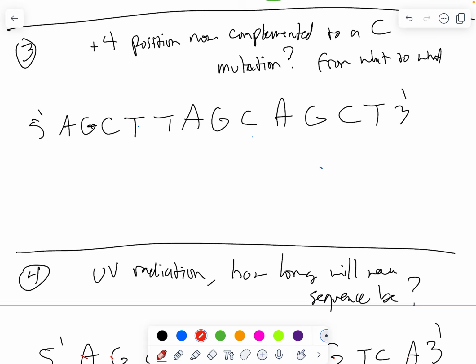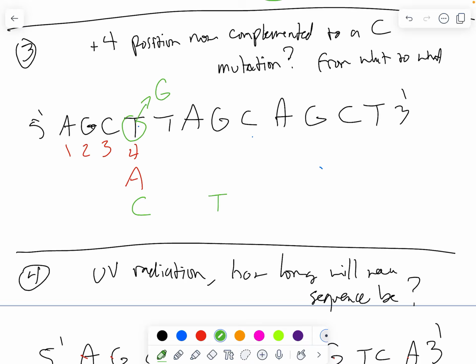My number 4 position, 1, 2, 3, 4, is a thymine. And thymine should be paired with adenine. But this problem tells me that it is actually paired to a cytosine. So what could have happened to make that happen? Well, that means that the thymine was behaving as though it was a guanine.